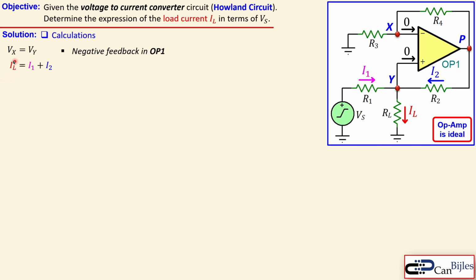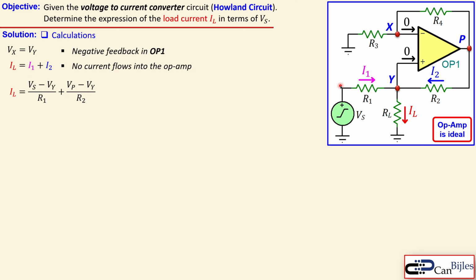And we have also the situation that IL is equal to I1 plus I2. That's actually shown here. So IL is equal to I1 plus I2, but there's also this current here which is 0, so we can only consider these two currents. So no current flows into the op-amp. Now we can set up the equation from here using Ohm's law.